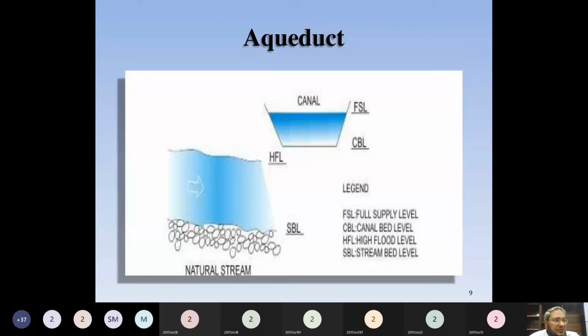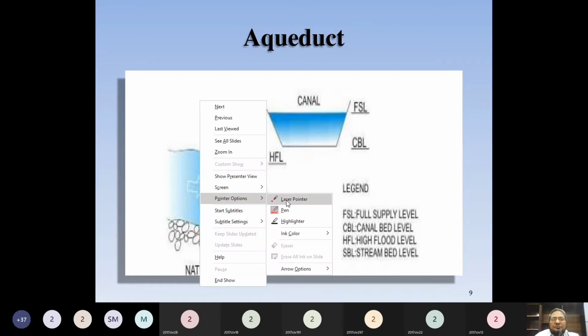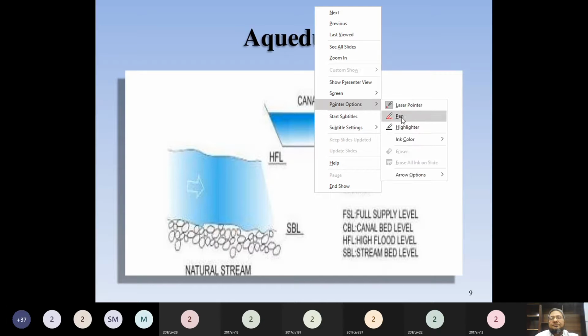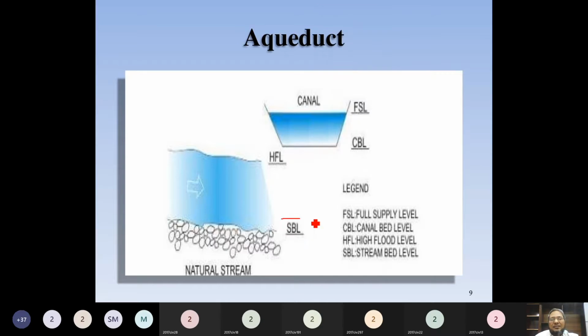Now let us try to understand. This one is a stream or a river or a drain which is flowing in this direction. This is the bed of the stream. There are 4 levels shown here. What is the first level? SBL. SBL stands for stream bed level. So this level is called the stream bed level.